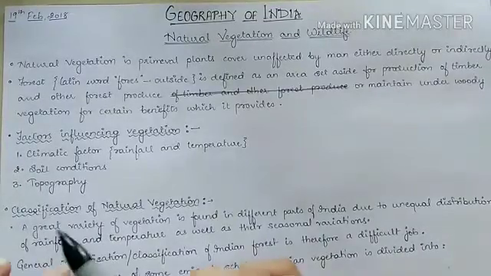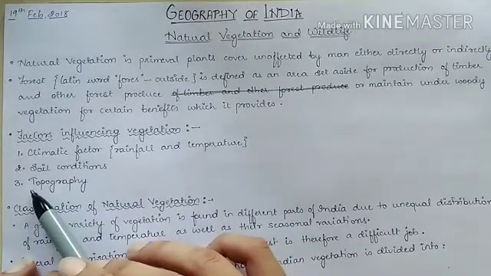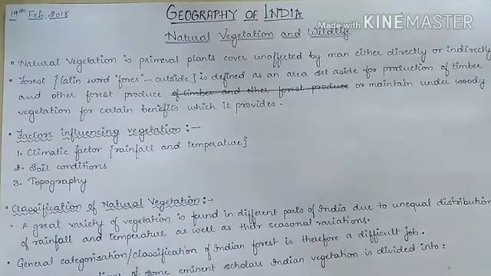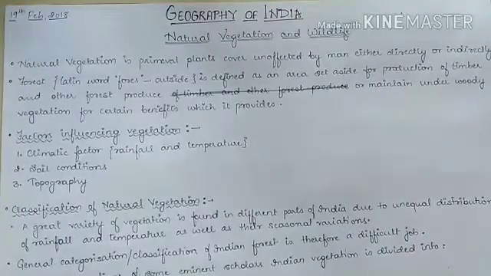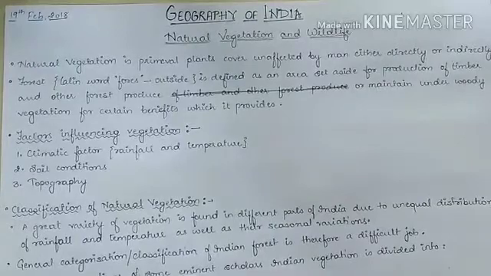Then lastly, but an important factor, is topography. Topography, in the narrow sense, is responsible for certain minor changes. Like if we have the higher altitude, then we will have alpine vegetation. If we have the tidal areas, then we will have tidal forest. So like this, the topography also influences the vegetation and its cover.